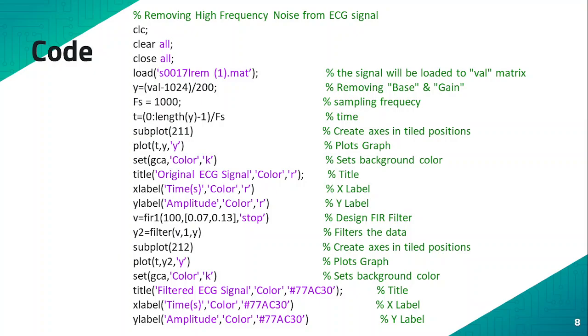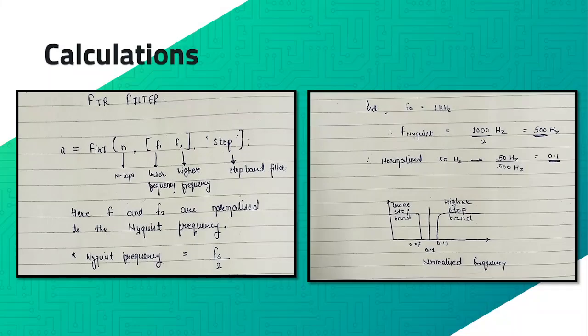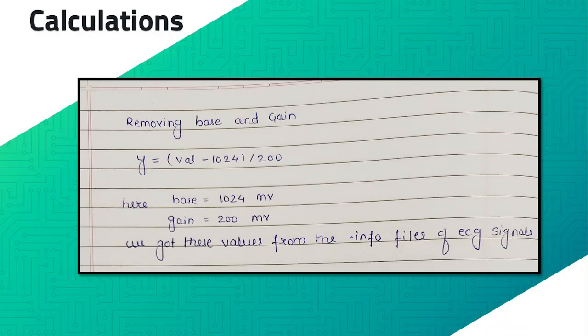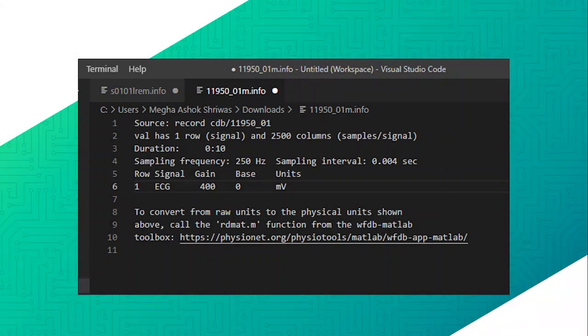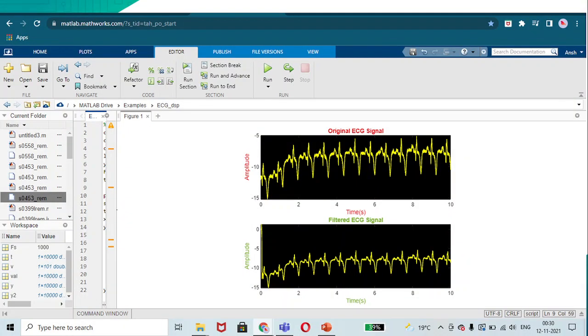Next, the code. This is our code. These are some calculations. Here we have calculated the Nyquist frequency, that is fs divided by 2, and for f Nyquist we have taken 1000 by 2. We have calculated the normalized frequency, that is 0.1. This is the lower stop band and the higher stop band, and in between is the normalized frequency. This is the database base and gain calculation. This is the output of our program.